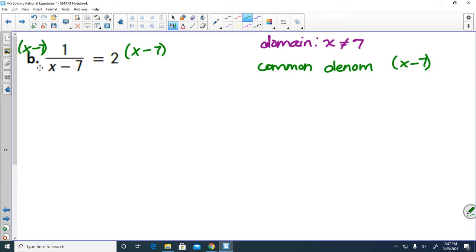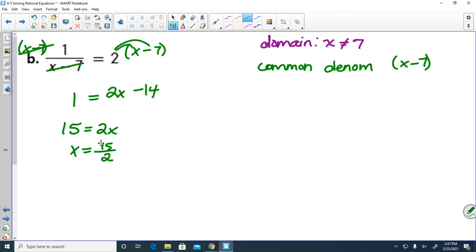When I multiply on the left, the x minus 7's divide out, and I'm left with the 1. On the right, if I distribute that 2, I'll have 2x minus 14. No more fractions. Add 14 to both sides. 15 equals 2x. So x is now 15 over 2.